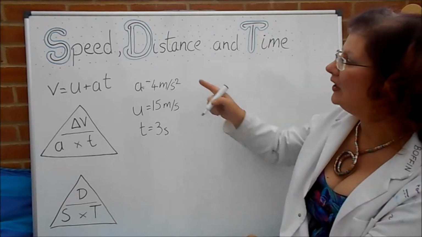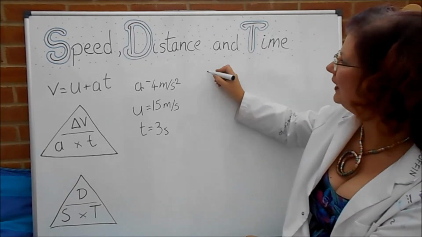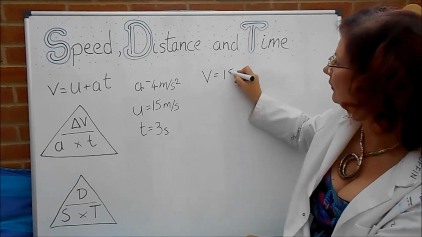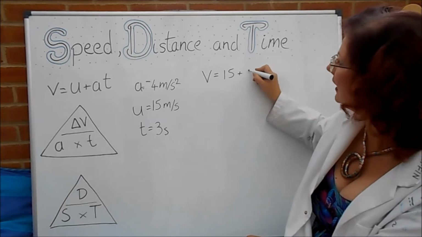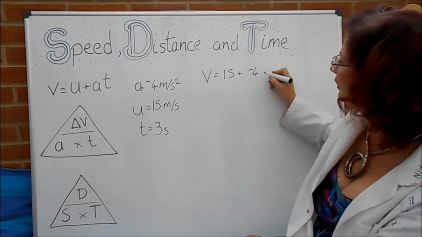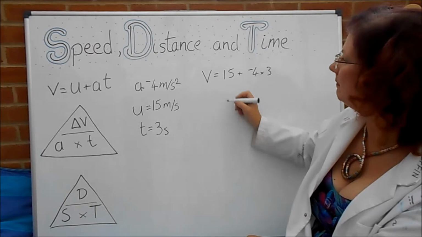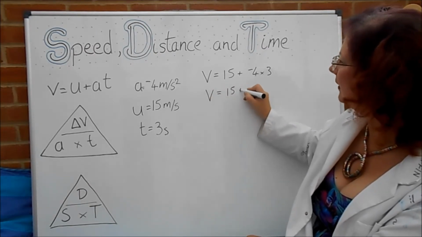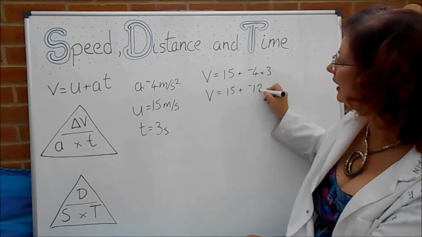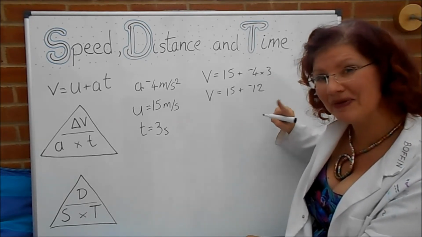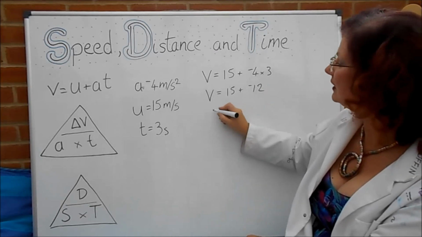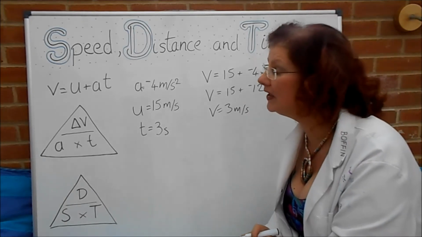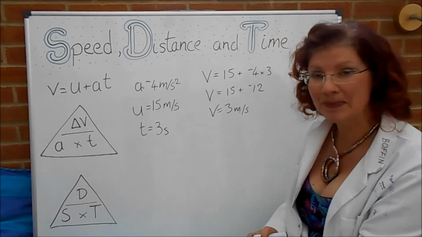Right, here we go. Using v equals u plus at, v is what we need to find, the final velocity. u is 15, a is -4 and t is 3. Okay, that one's pretty simple, isn't it? So v equals 15 plus -12. If you're not sure about negatives, check out some of the Batty Boffin maths videos where we cover that. 15 plus -12, v equals 3 metres per second. So after you've applied the brakes for 3 seconds, you're going at 3 metres per second.